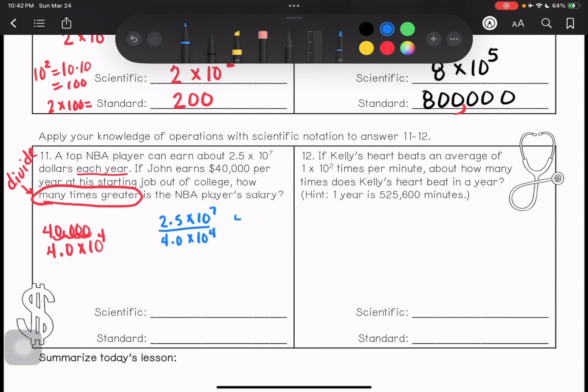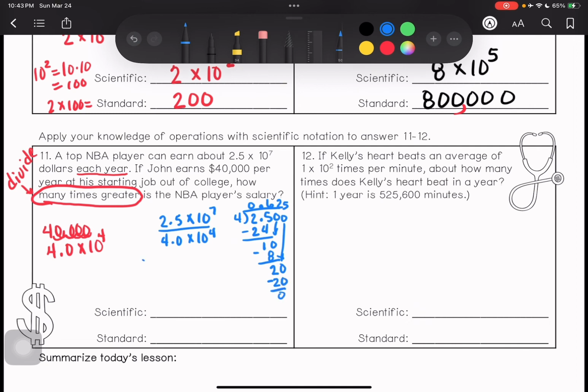Here we want to divide 4 into 2 and 5/10. So 4 goes into 2, it doesn't. Bring up your decimal. 4 goes into 25 6 times. 6 times 4 is 24. Subtract, you get 1. Add a 0. Bring it down. 4 goes into 10 2 times. 2 times 4 is 8. You subtract, you get 2. Add one more 0. 4 goes into 20 5 times. No remainder.